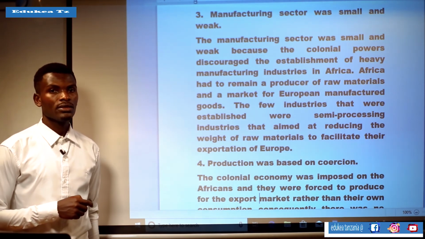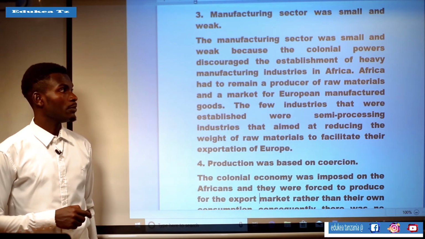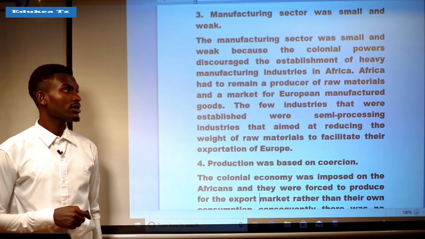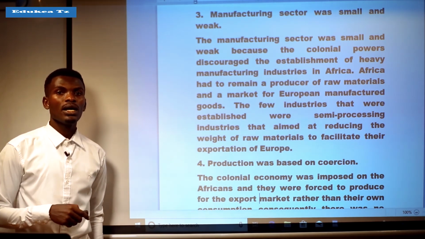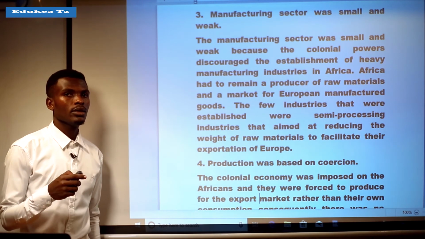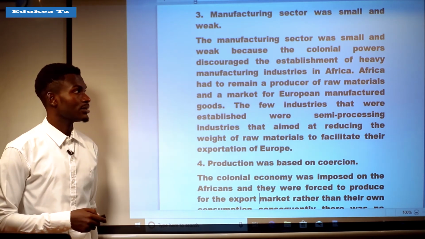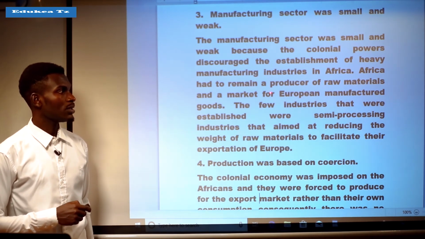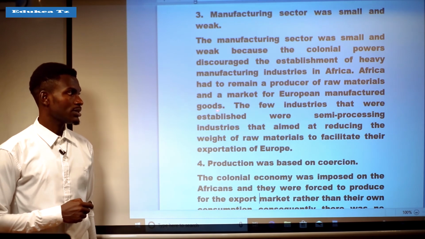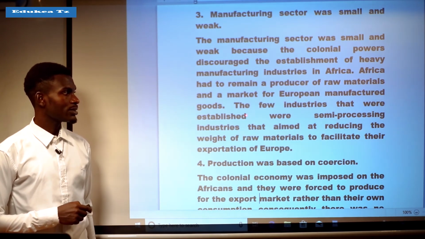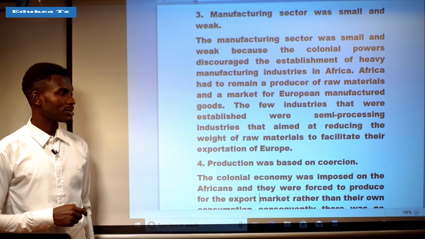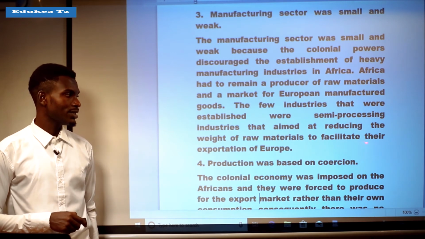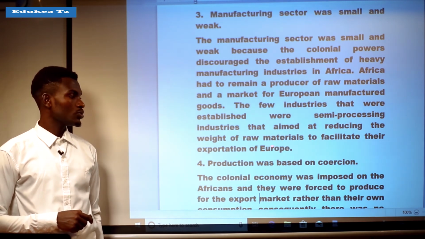Because if Africa had heavy manufacturing industries, they would act as an obstacle in the competition of market. So that's why they made Africa remain a producer of raw materials and a market for European manufactured goods. The few industries that were established were semi-processing industries that aimed at reducing the weight of raw materials to facilitate their exportation to Europe.